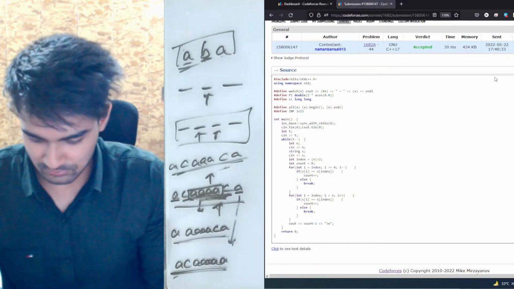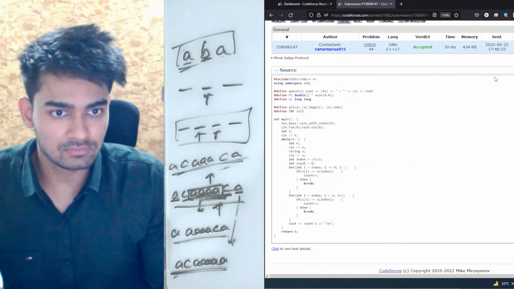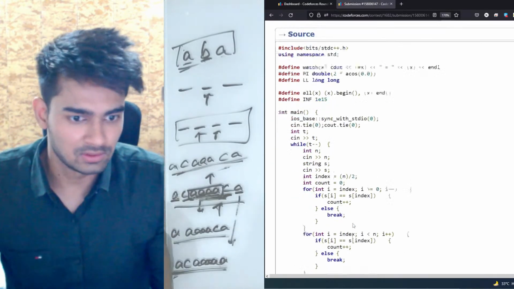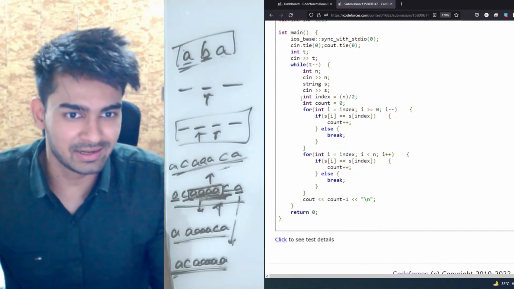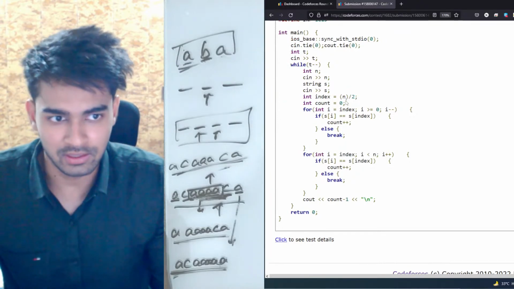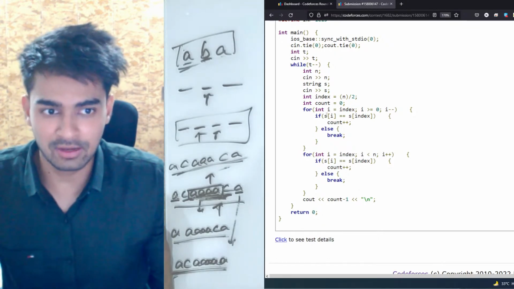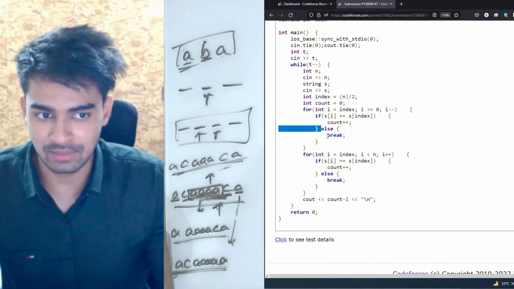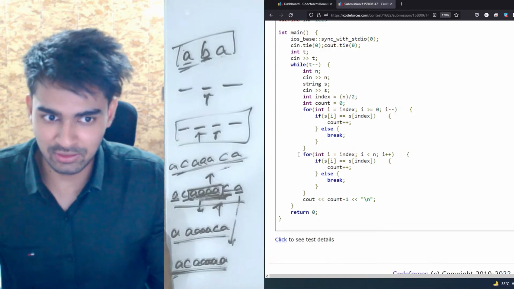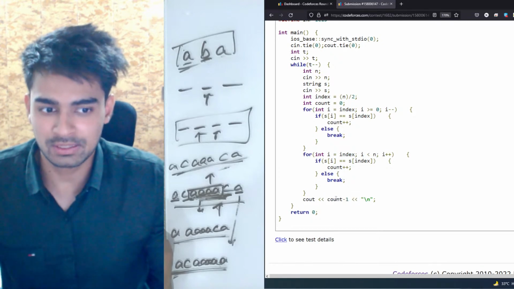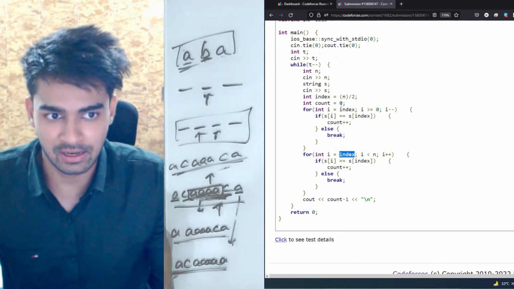All I did was find the index of the center element, which is n by 2. Then I ran from that index on the left side and counted how many values have the same value, count plus plus, and break if it's not the same value. Similarly on the right side also from the index, and then count minus 1. The reason I'm doing count minus 1 is because I'm counting the center index twice.